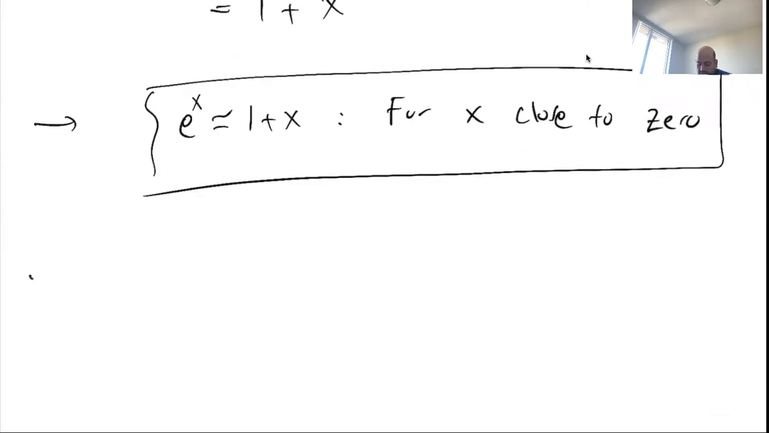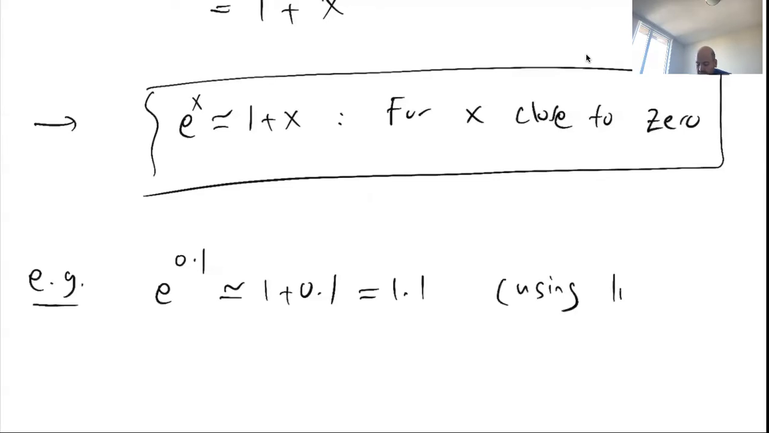For example, let's say e to power 0.1 is almost equal to 1 plus 0.1, which is 1.1, right? Using linear approximation for e to the x.